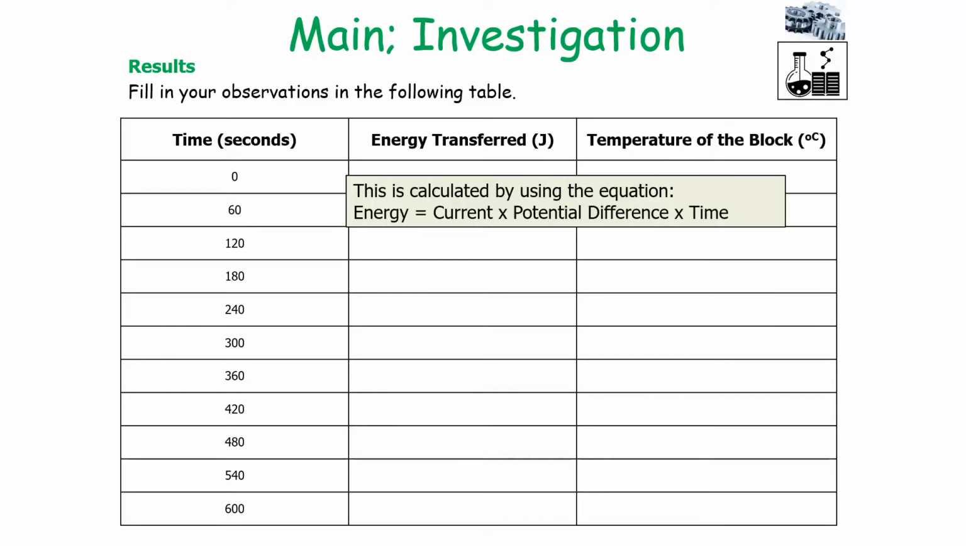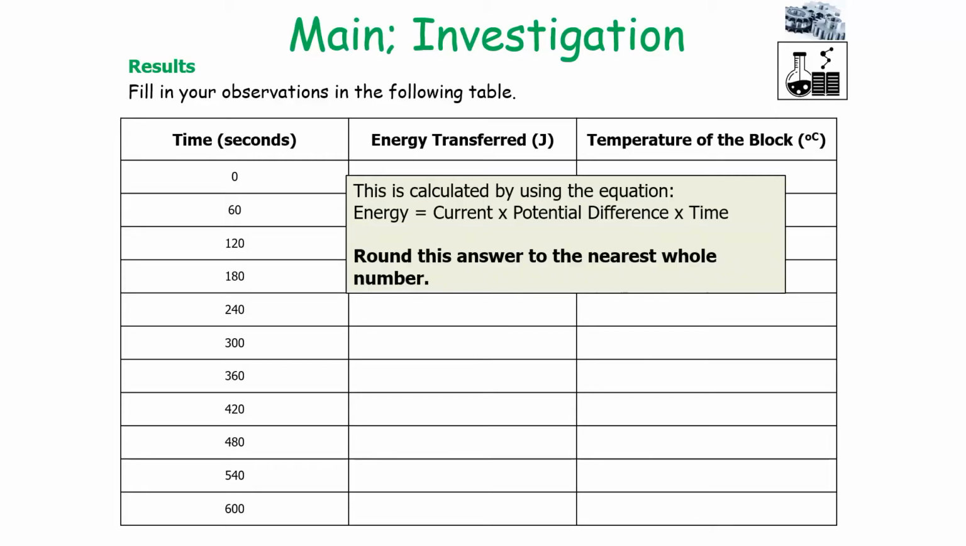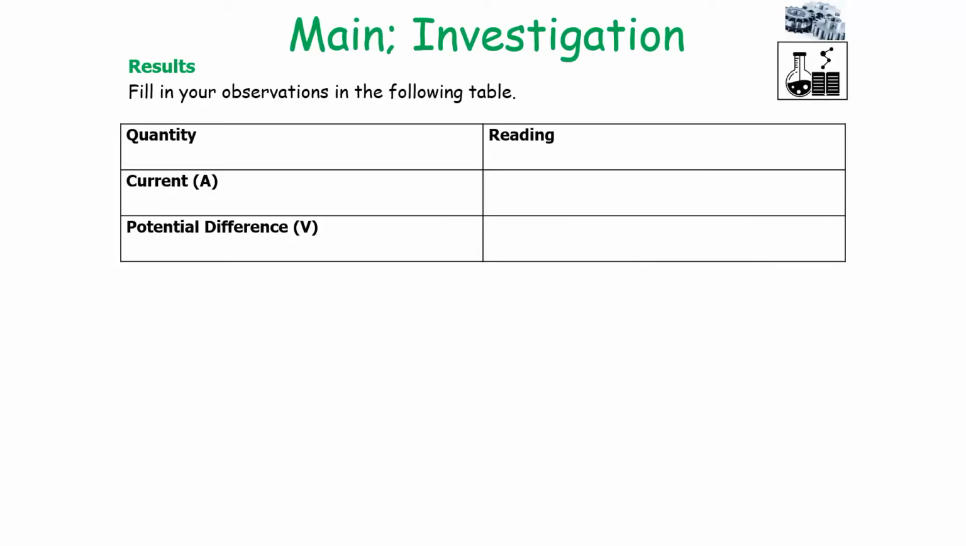Now you can calculate the energy transferred by using the equation: energy transferred or work done is equal to current times potential difference times time, and you'll round this answer to the nearest whole number when you do this.